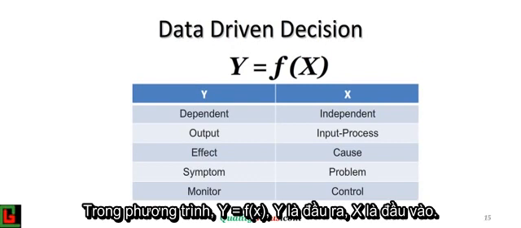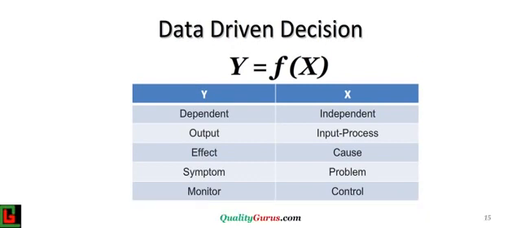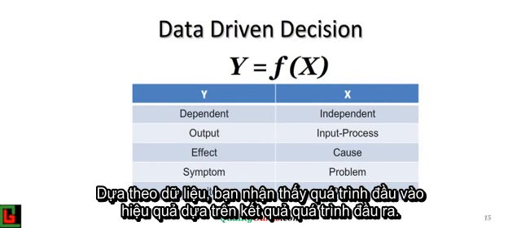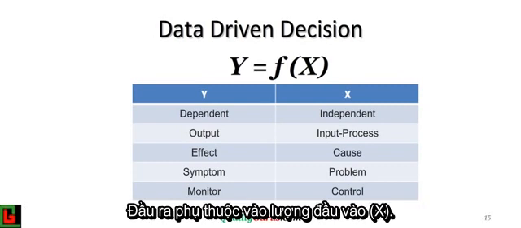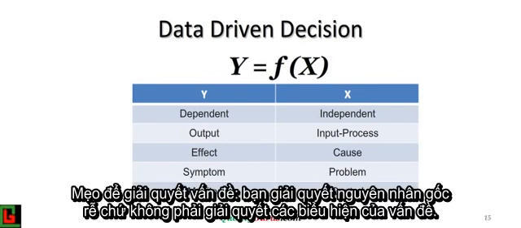In the equation, y equals f(x), y is the output, and x are inputs. In data-driven approach, you observe the effect of process inputs on the process outputs. In actual case, y, or the output may be profit, customer satisfaction, or the yield. This output depends on number of inputs, or x. Key thing to learn here is, to solve a problem, you work on the root causes, and not on the symptoms.